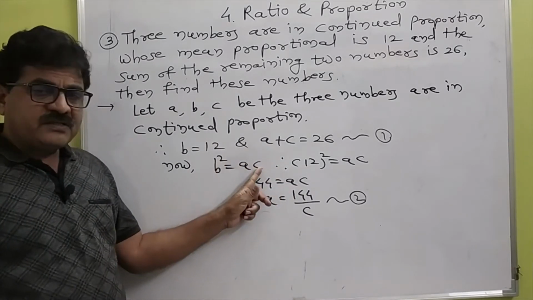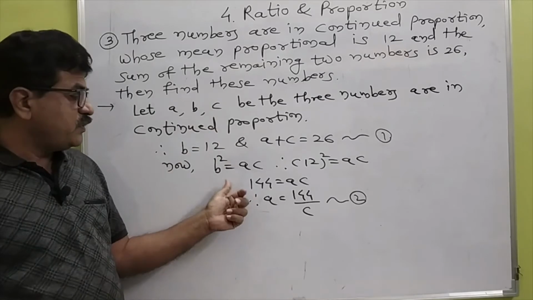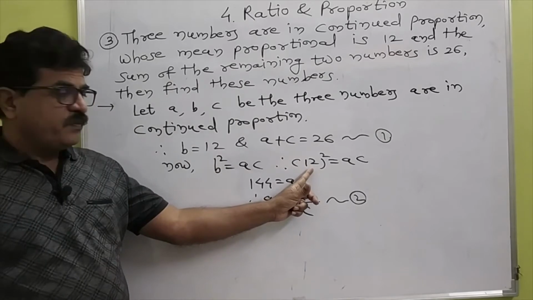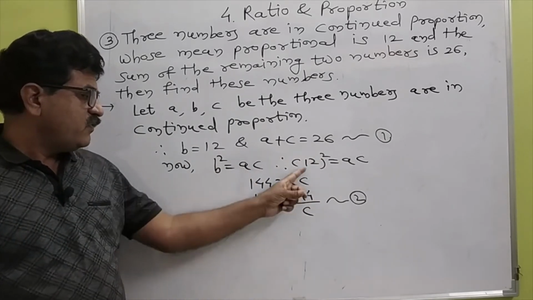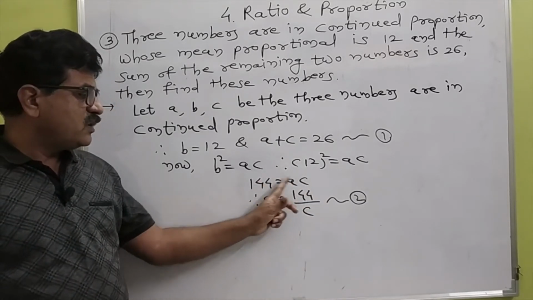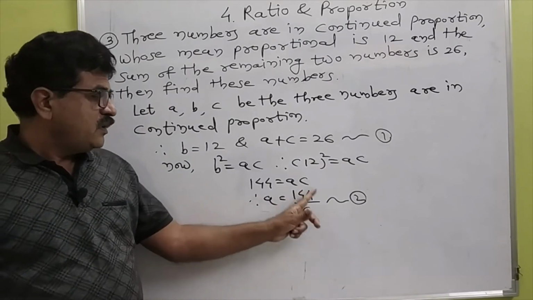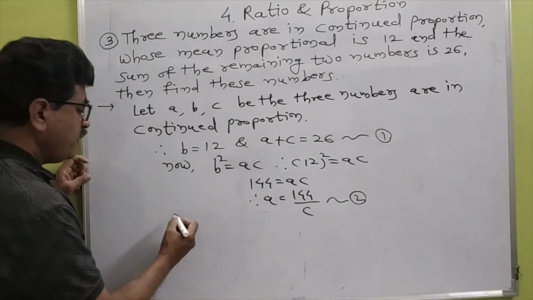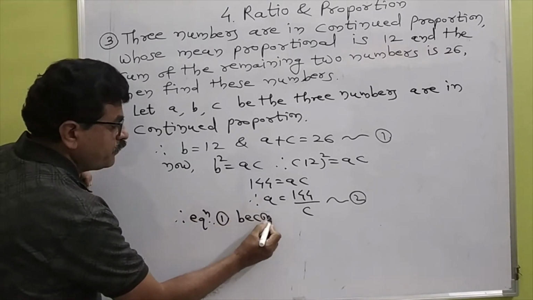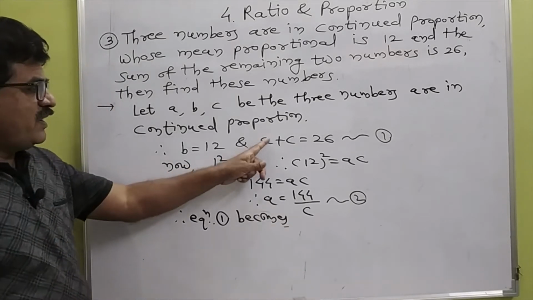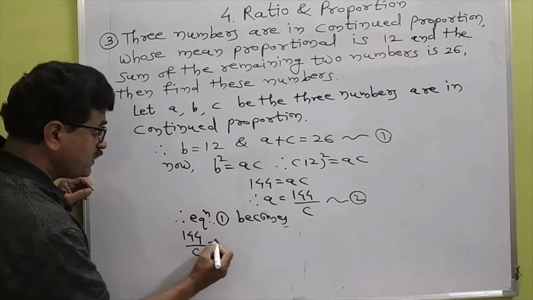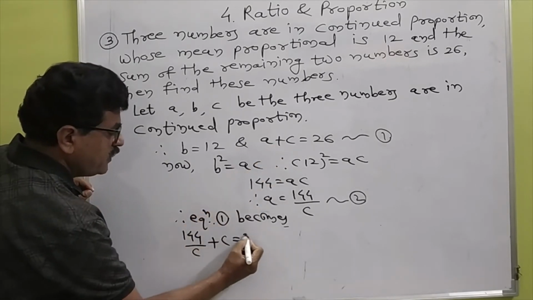B square is equal to AC. These three numbers are in continued proportion. Put value of B is 12. 12 square is equal to AC, 144 is equal to AC. Therefore, value of A is 144 upon C. Put this value in equation 1. Therefore, equation 1 becomes 144 upon C plus C is equal to 26.